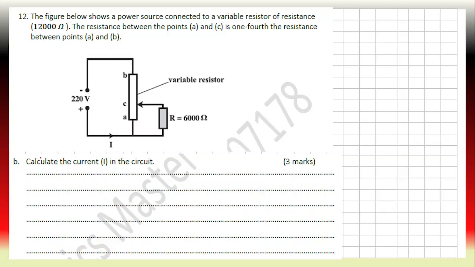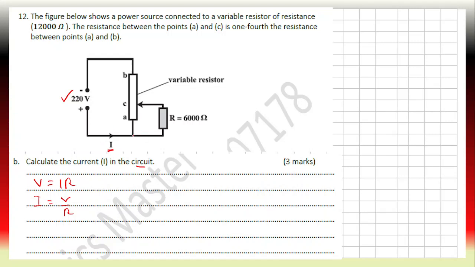Part B, calculate the current I in the circuit. How can we get current? Because we have some resistors here and a power source, most likely we'll rely on V is equal to IR, so I will be equal to V over R. Do we have the V? Yes. What about the R? We have some R's here, but we can't use them the way they are.